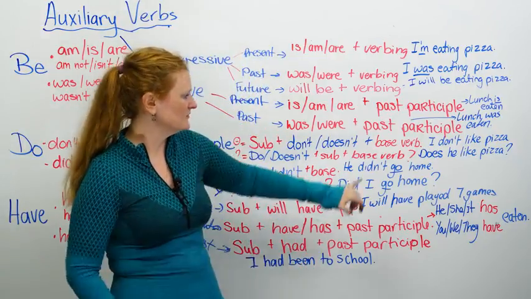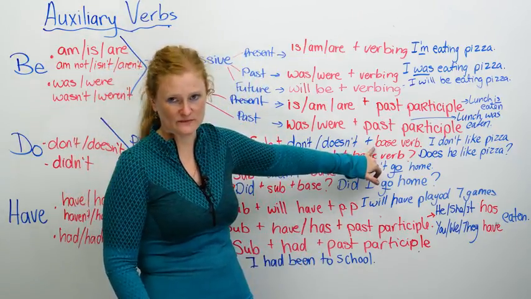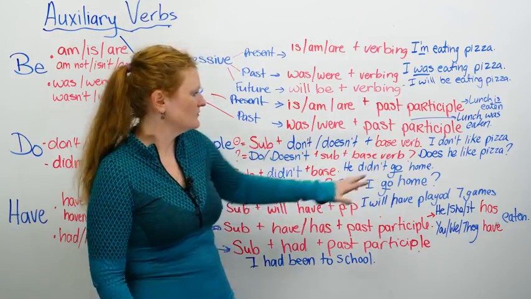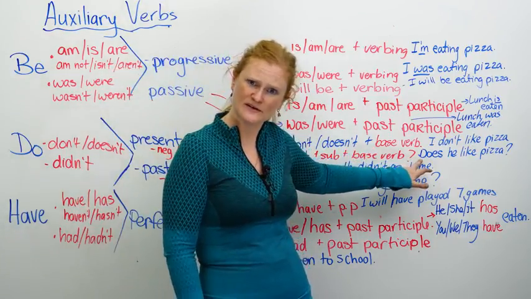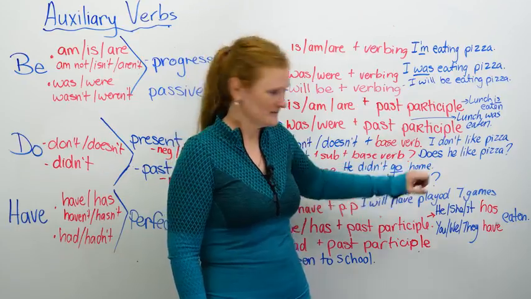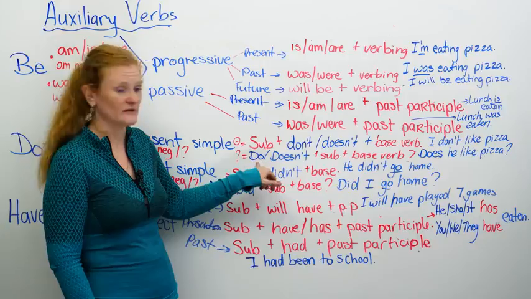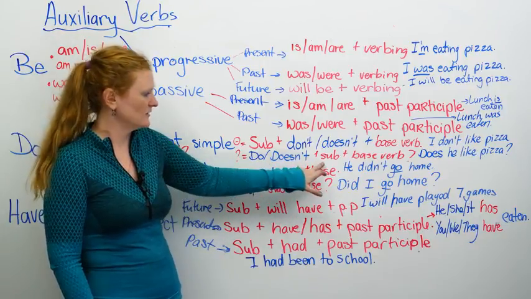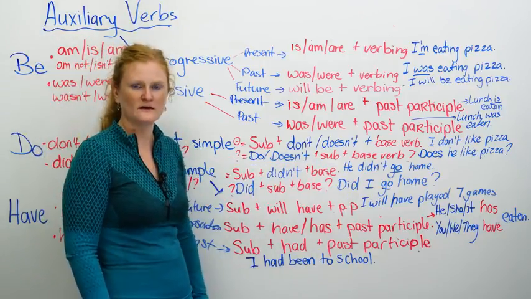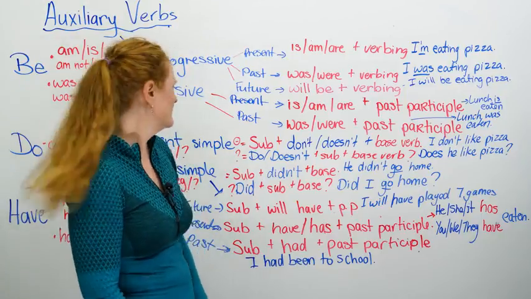And we have to be careful and use the base verb. Okay? The question would be, does he like pizza? Like a dog. If it's a question form, we put the auxiliary verb first. Do, doesn't, subject, plus the base verb.